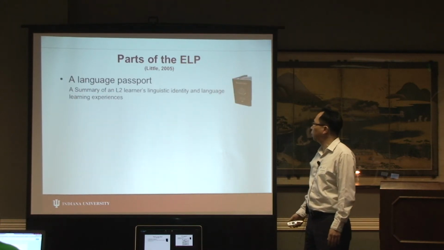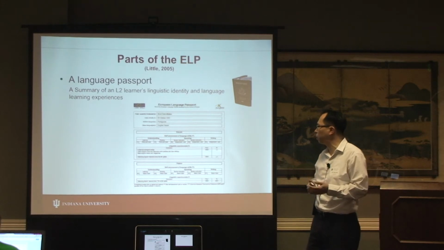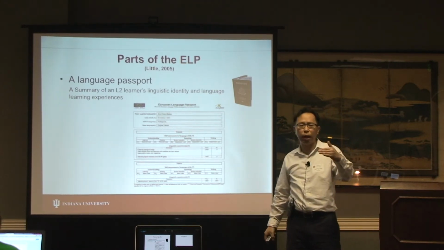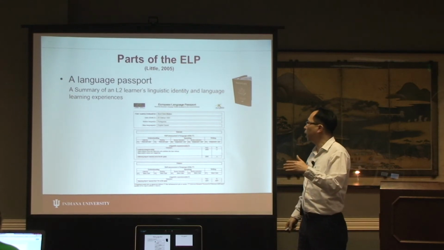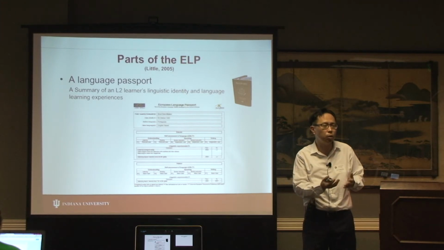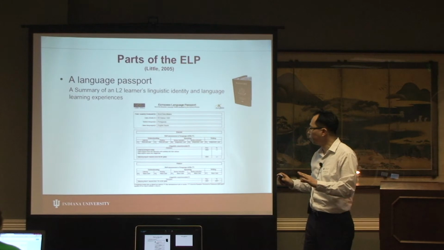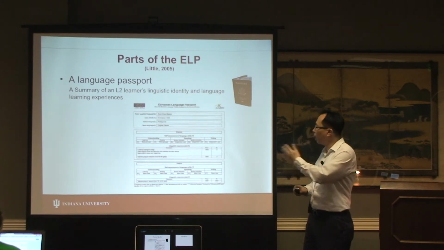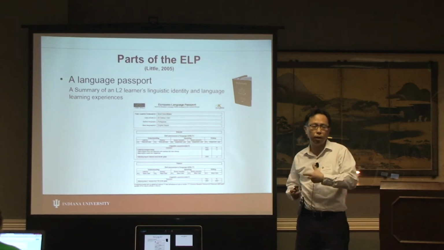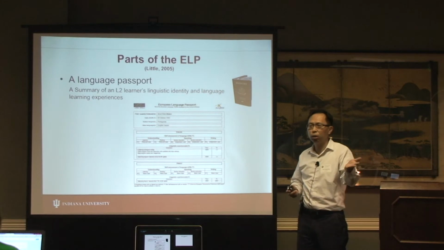So the language passport is a summary of the L2 linguistic identity and language learning experiences. I'm not sure if you can see well. So the first section is the language passport. It has the student's language identity, what foreign languages they can speak, and what their overall proficiency levels are in those languages. So that's what we call the language passport, right? Students can carry the passport and show it to employers or other future stakeholders.